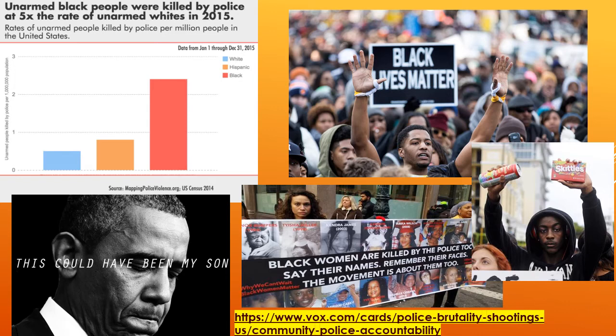So I have this graph up here on the upper left that was created during the first wave of Black Lives Matter, which occurred in 2015. In 2015, unarmed Black people were killed by police at 5 times the rate of unarmed whites. You can see the red graph here represents African Americans, the orange represents Hispanics being killed by the police, and the blue is representative of whites being killed by the police in 2015.